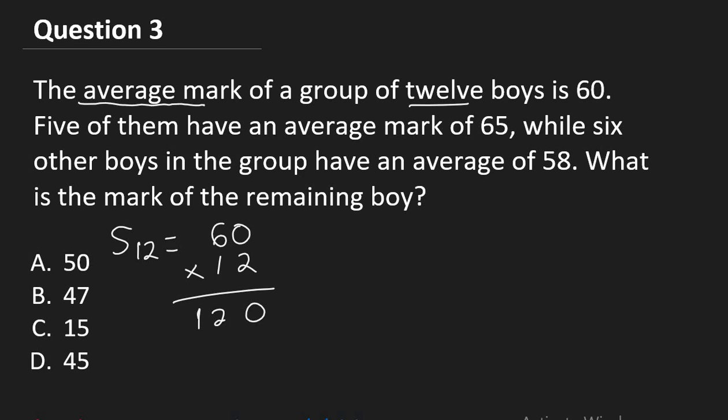2 times 0, 0, 2 times 6, 12. 1 times 0, 0, 1 times 6, 6. So the total will be 720. That is the sum of 12.